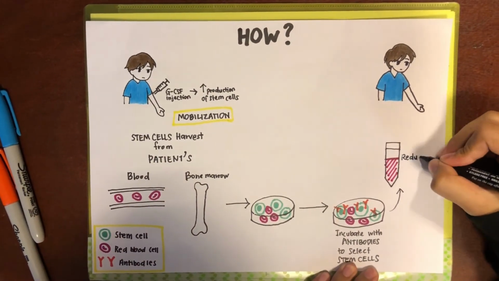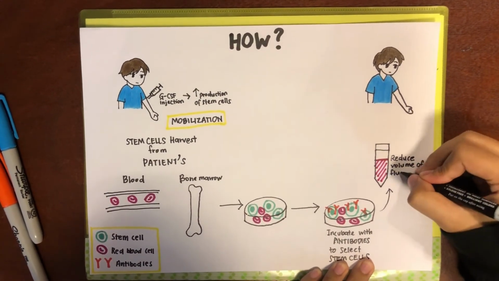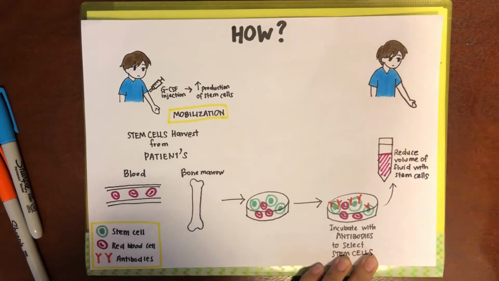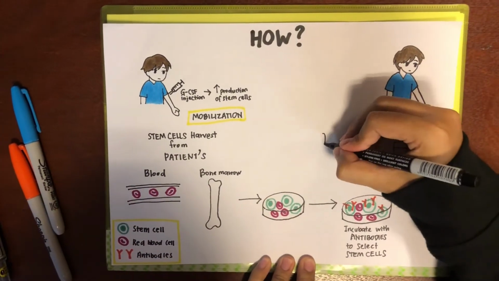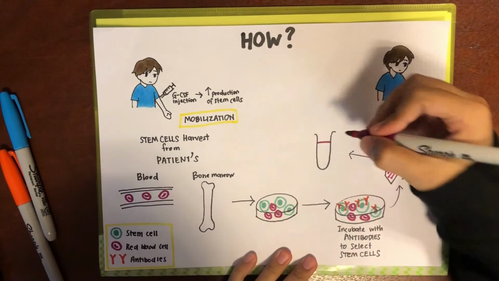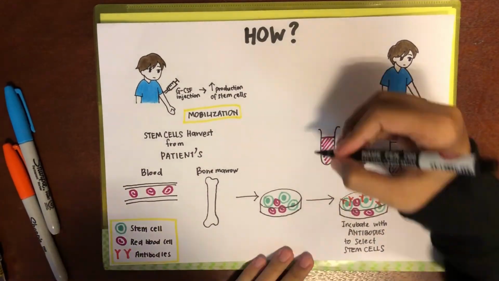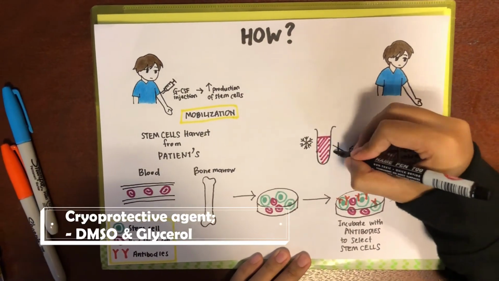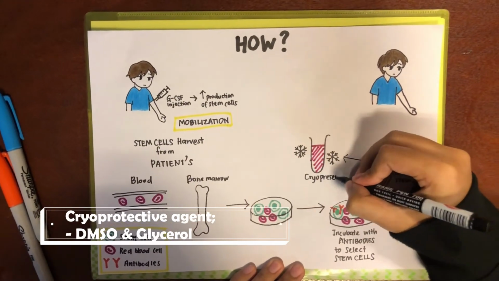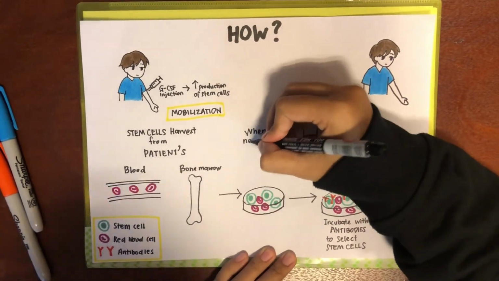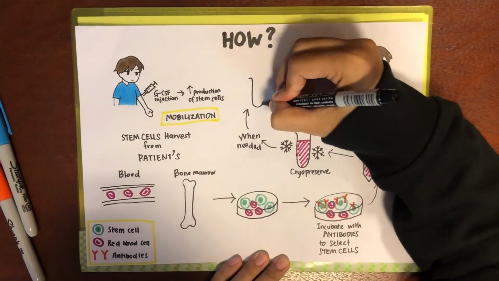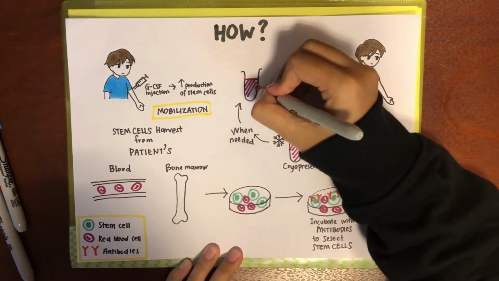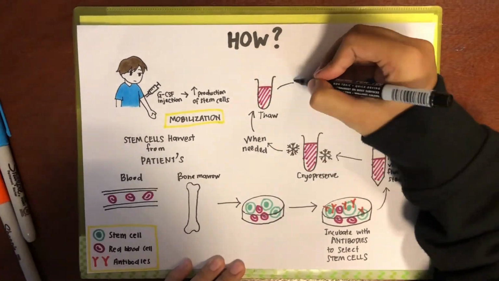The cells are mixed with a cryoprotective agent so that they can be frozen for many years. Examples of cryoprotective agent are DMSO and glycerol. When it is needed, the cells are thawed and diluted before they are reinfused back into the patient.